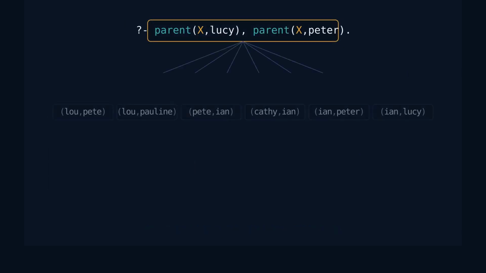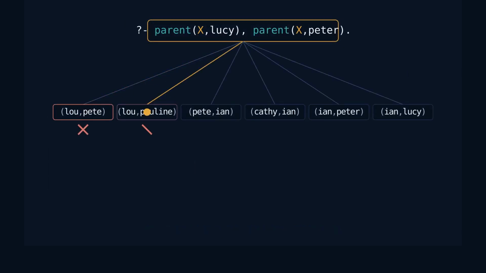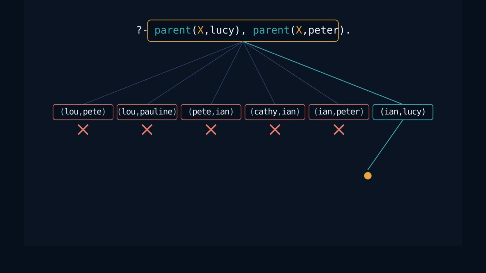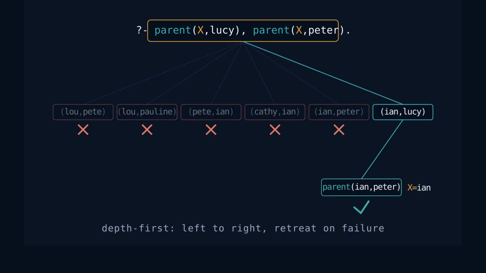The same computation has a shape, a search tree. The root is the query, and each fact Prolog tries for the first goal is a branch from it. 5 of those branches die immediately, marked with a cross, because Lucy does not match. One branch, parent of Ian, Lucy, succeeds, binds X to Ian, and grows a child for the second goal, which also succeeds and reaches a checkmark. Depth-first search is simply the order in which Prolog visits this tree, left to right, top to bottom, retreating up the moment a branch fails. Every Prolog query, however complex, unfolds as exactly this kind of tree.